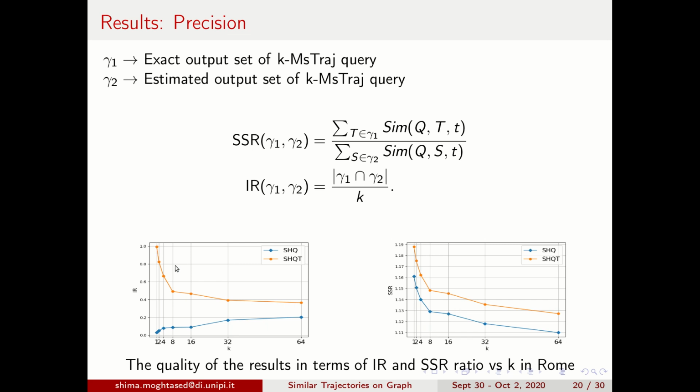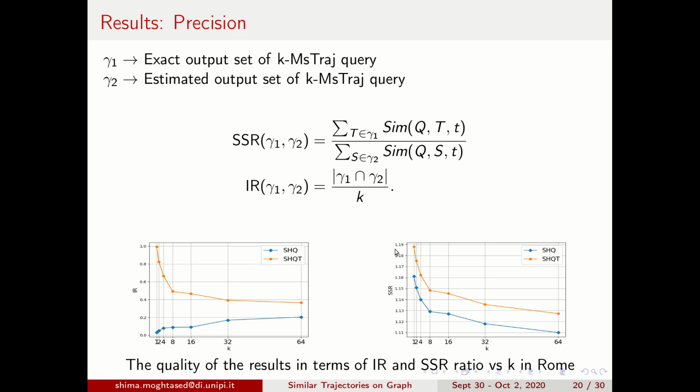In these two plots we show the values of the intersection ratio and the SSR ratio for different values of k, and we can see that these values are always almost close to 1. These plots confirm the effectiveness of the proposed approach.